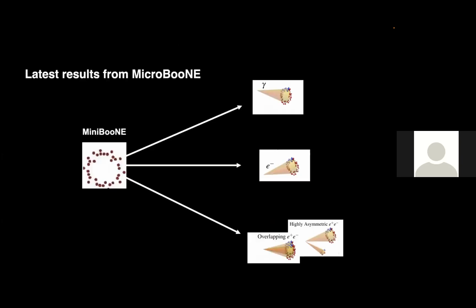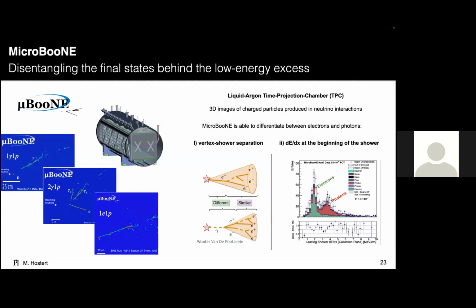Okay, so we need to zoom in on the excess and try to ask better questions. We know that we see these Cherenkov rings as an excess in MiniBooNE. What are they made of? Well, they could be made of photons or electrons or e plus and e minus. And that's where you need a better detector to look for the actual origin of these events. This is where MicroBooNE comes in.